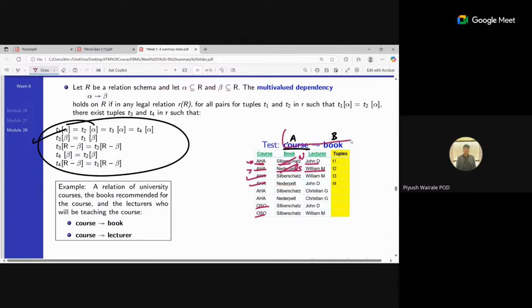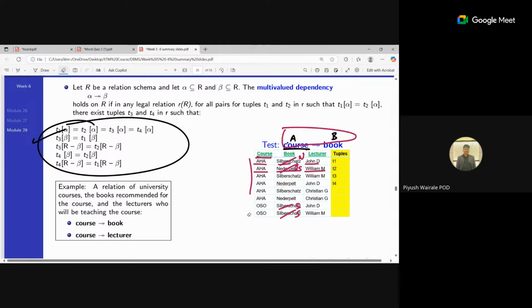Whatever we have discussed, take any two rows having the same alpha value. This should be applicable for all the unique alpha values, so we have to check for all of them. Once we have satisfied it for AHA, we don't need to check it again. Then go for OSO. If I go with OSO, we just have two rows here. Anyway, we are going to get the same rows here, right? Yes. So MVD exists here.